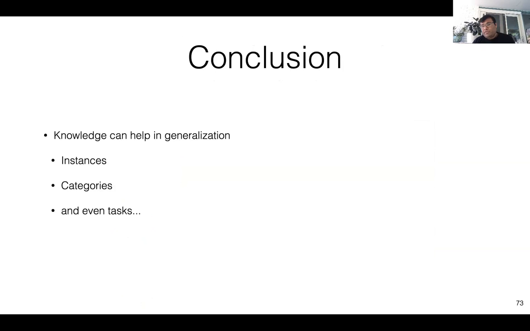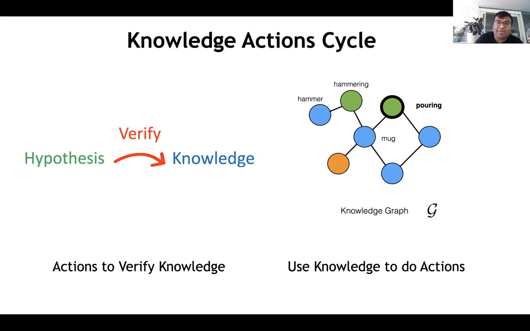Okay, so in the second part of the talk, I talked about the other part of the knowledge action cycle. In this part, knowledge can help in generalization. It could be generalization to a completely new instance of object, a completely new category of object. And what I'm most excited about is a completely new task. You have never had any data for this task, and still it could generalize to this new task.